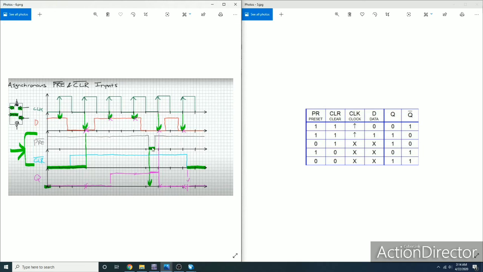And then after this section, data is low and preset and clear are high. So with data low, Q is 0, so it drops back to 0. And then we look at the final rising edge. Data is low, preset and clear are high. Data low, so Q is 0. So Q is 0 for this tiny section, and we have the section from before, so it just stays low for the rest of the timing diagram.